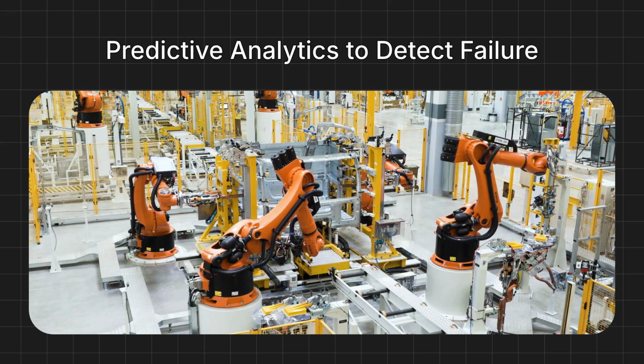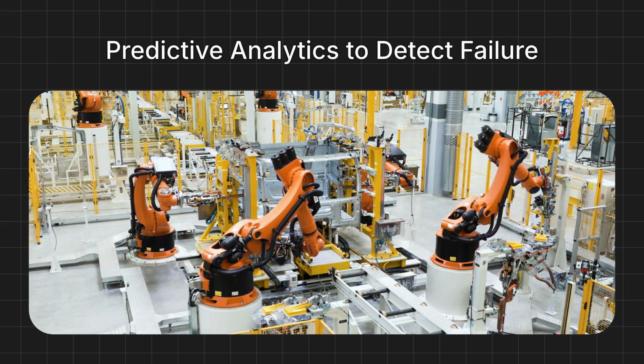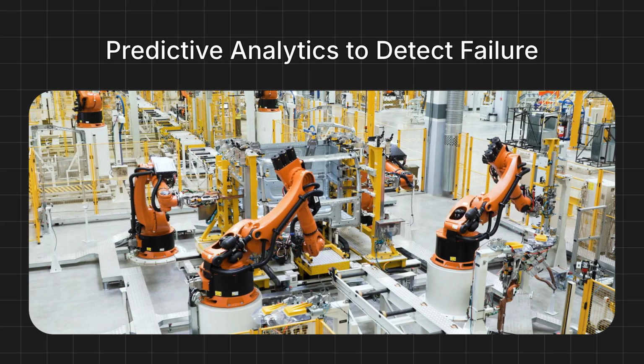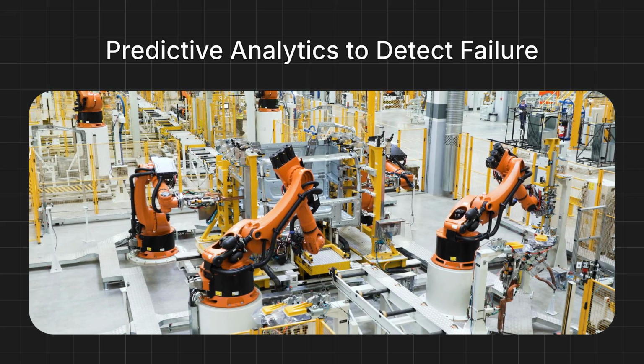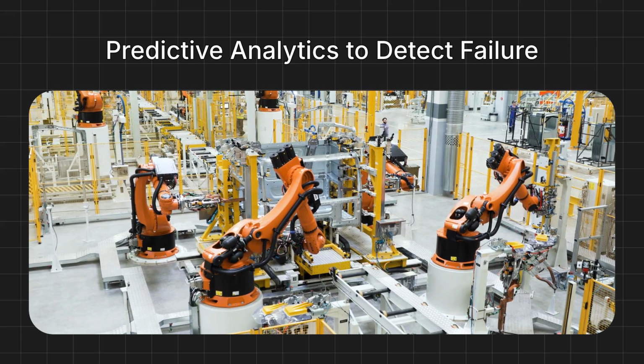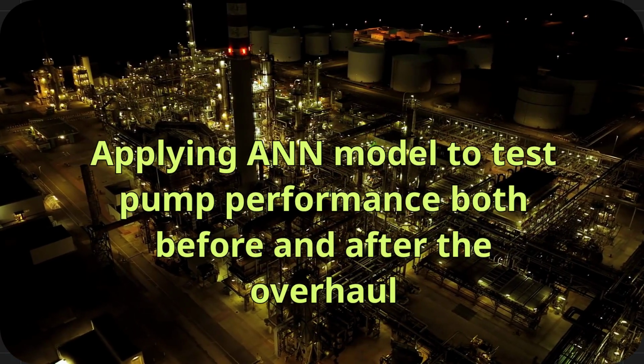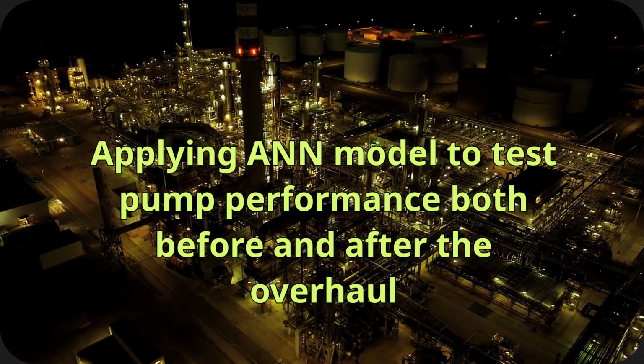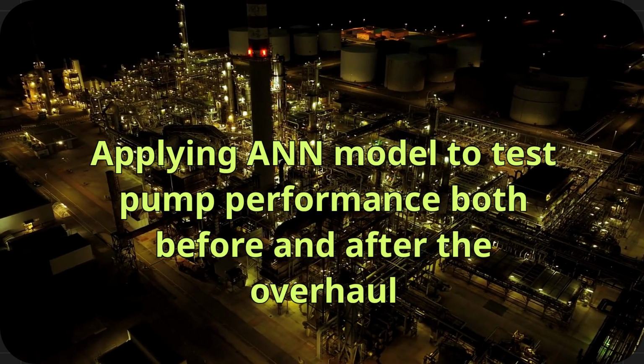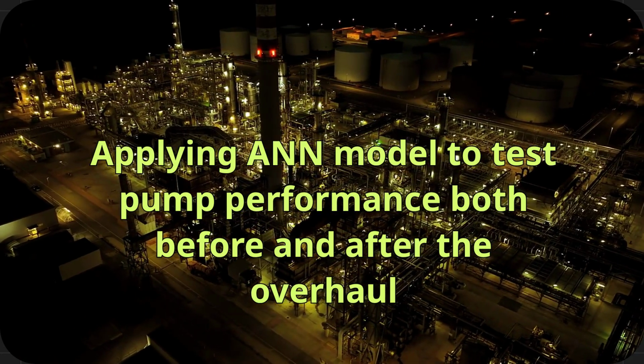For training the artificial neural network, at least 70% of the pre-overhaul data was selected. During this period, the pump was operating under a wide range of conditions, yet performed well with only normal wear detected during the overhaul. No significant damage was found. Once the training phase achieved a satisfactory level of accuracy, the ANN model was applied to test pump performance both before and after the overhaul.